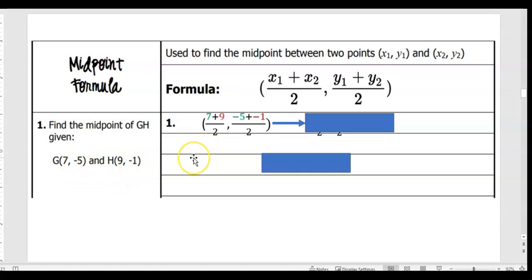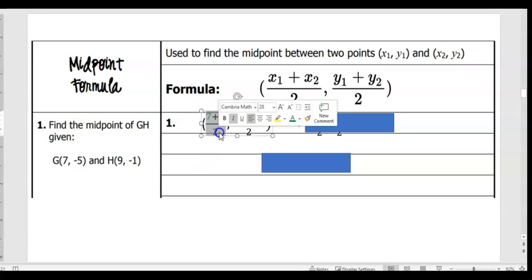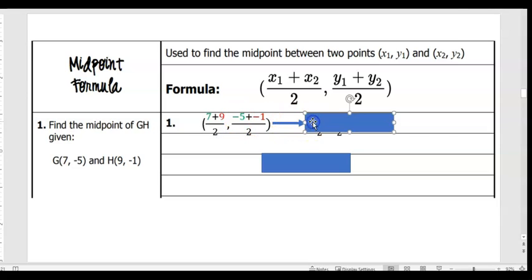So here is the setup. When I ask you guys to show me your work for the midpoint, this is what I'm expecting to see, that you have set up those fractions. So 7 plus 9 divided by 2, comma, negative 5 plus negative 1 divided by 2. At this point, you can do the math. For each individual fraction, you need to do that math. So you're going to want to do 7 plus 9, get that answer. You want to do negative 5 plus negative 1, get that answer.